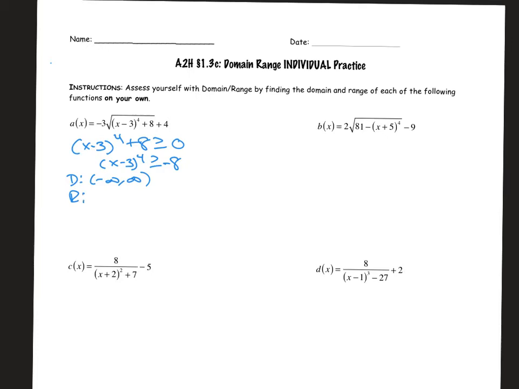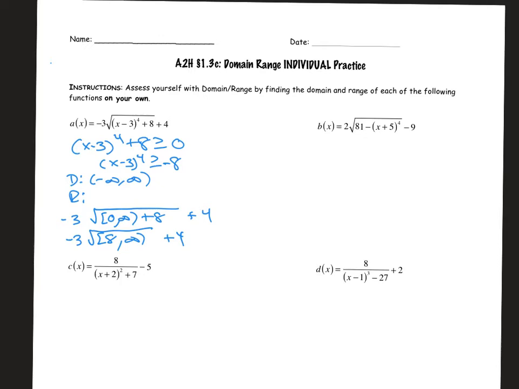I'm going to leave a little space here and below do some analysis. So I've got my negative 3, and then under the square root, I know something to the fourth power is going to be smallest is 0 to infinity. Then I have the plus 8, and then my plus 4 outside. So now just doing my order of operations, I've got negative 3. Inside will range from 8 to infinity, then plus 4.